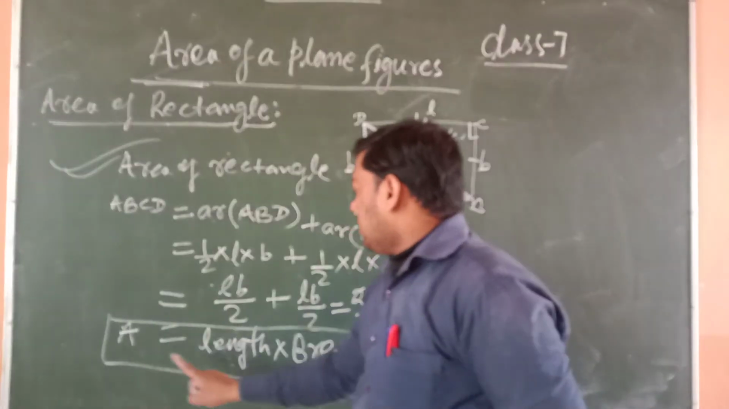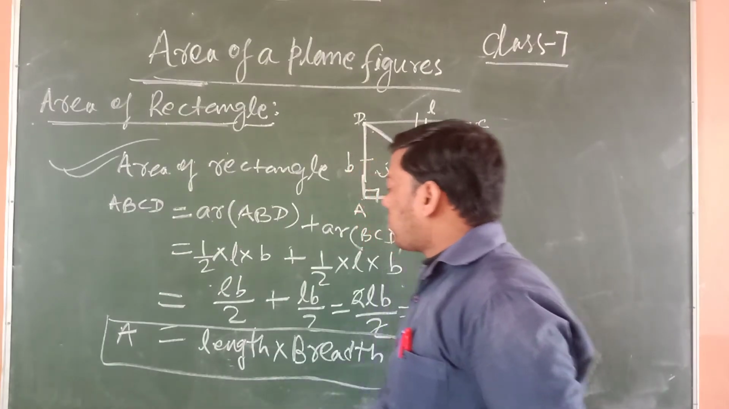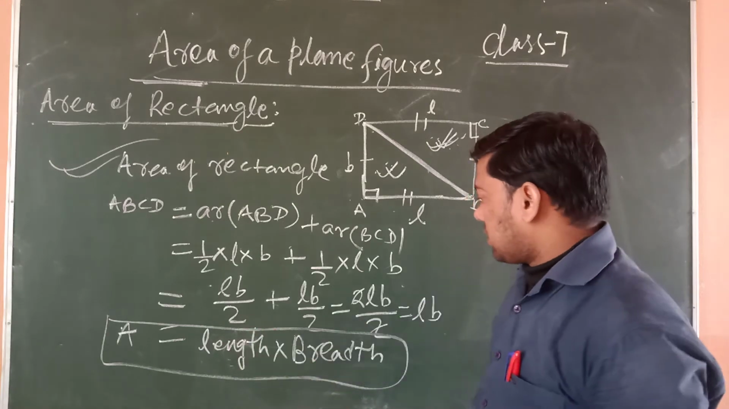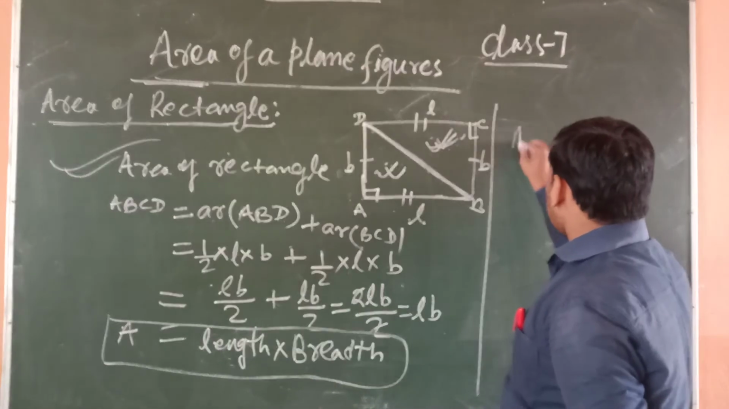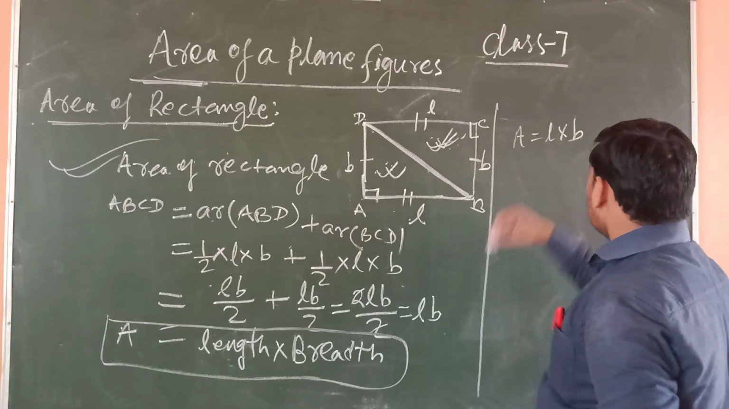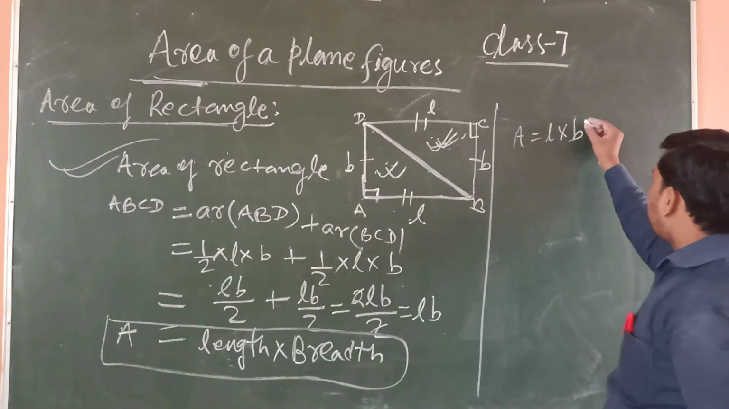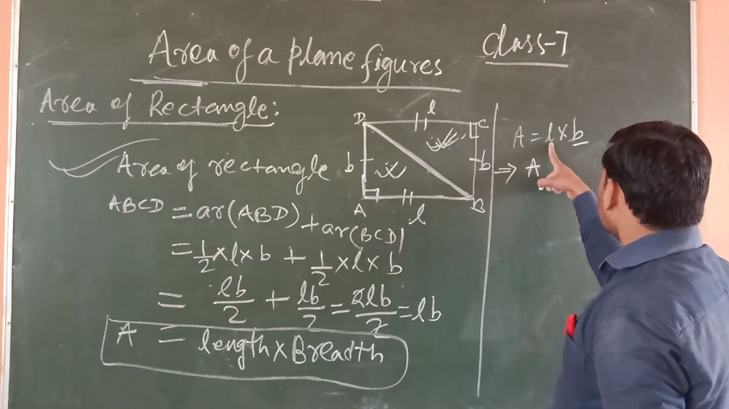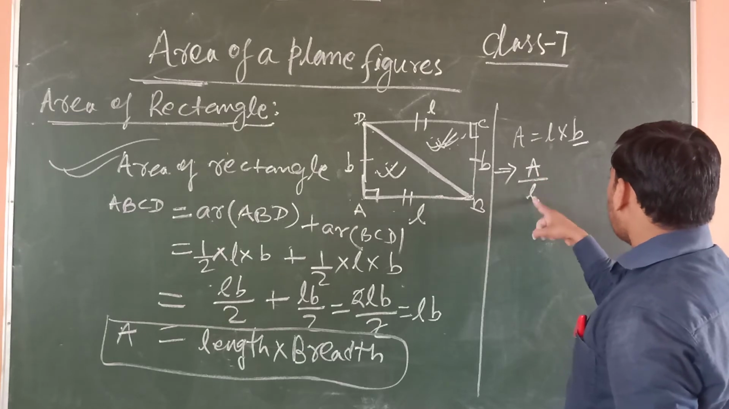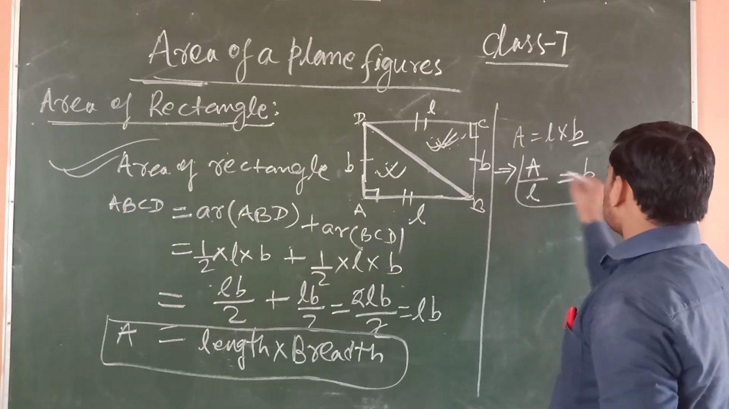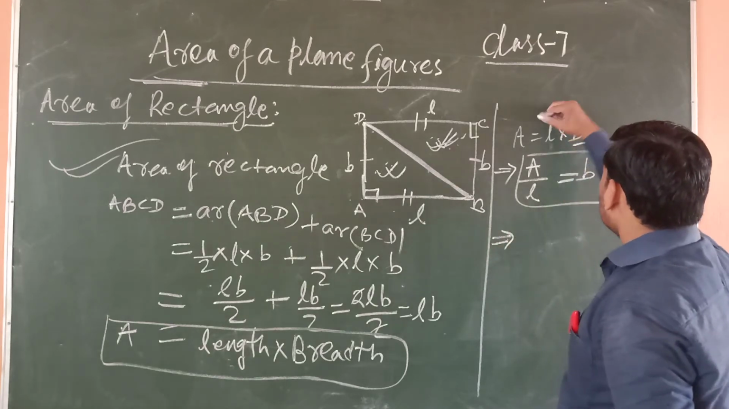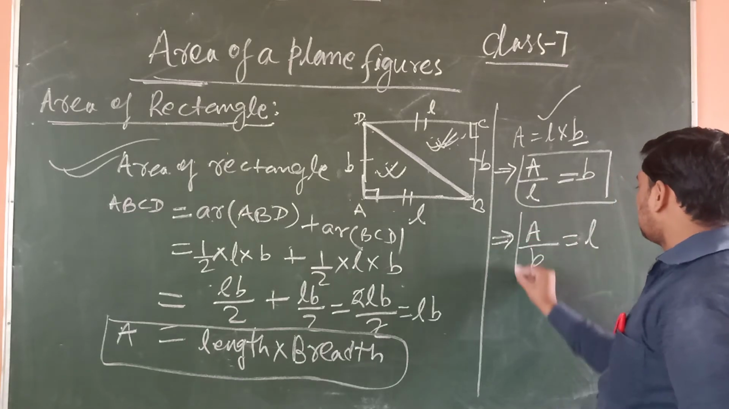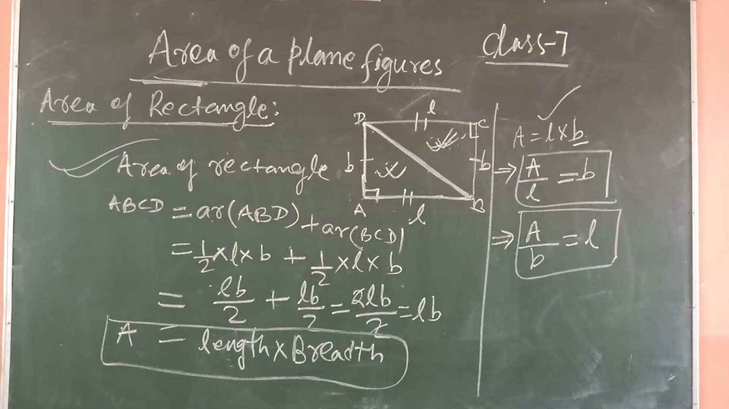See, in area, length and breadth, there are 3 unknown quantities. If any 2 of them are given, then you can find the third. Suppose area is given as L into B, and you have to find the formula for breadth. Area is L multiplied by B, so area upon L is equal to B. Suppose you want the formula for length, so area upon breadth is equal to length.